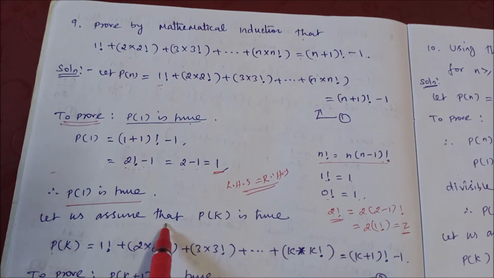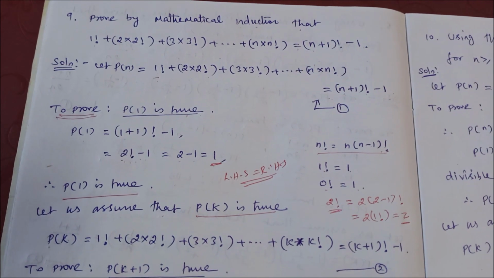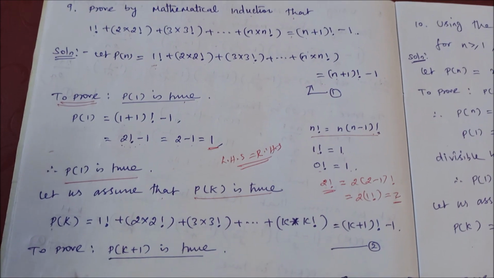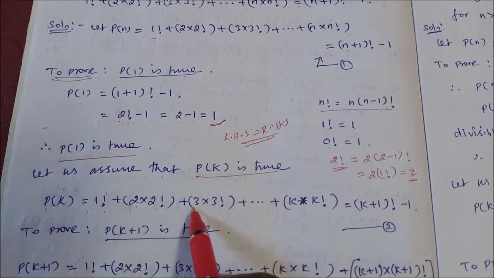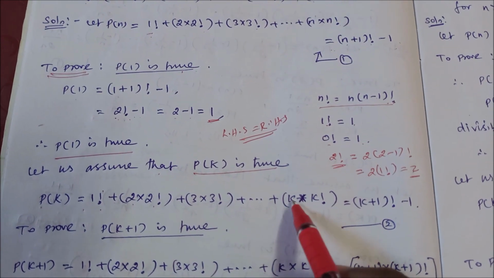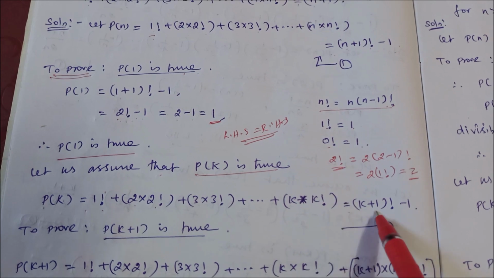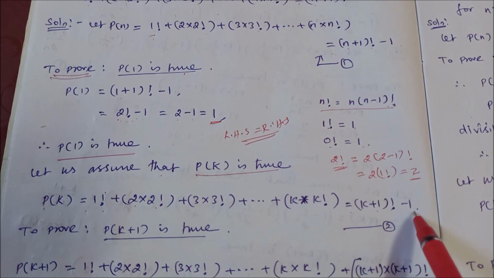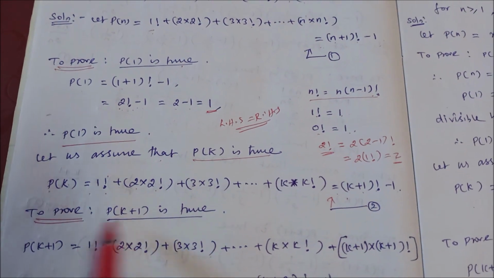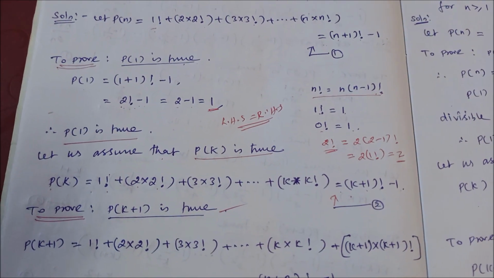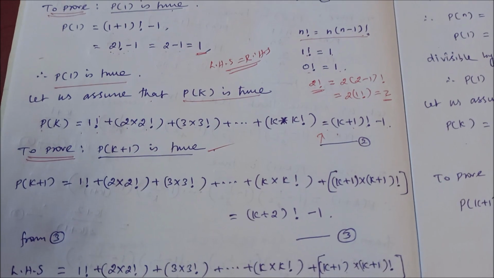So let us assume that p of k is true. Therefore p of k equals 1 factorial plus 2 cross 2 factorial plus 3 cross 3 factorial, etcetera, up to k cross k factorial, equal to (k plus 1) factorial minus 1. This is equation number 2. To prove p of k plus 1 is true. Now we have to prove that p of k plus 1 is true.